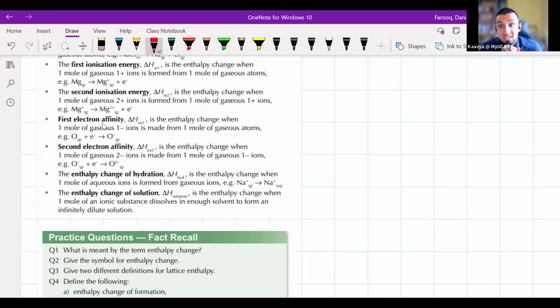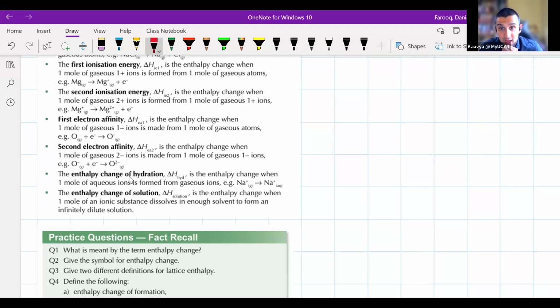Now, first electron affinity is the opposite of the ionization energy. So now we're adding 1 mole of electrons to form 1 mole of 1 minus ions. And it's all gaseous for all this ionization and electron affinity. And then the second electron affinity, which by the way, we use EA for electron affinity, and IE for the ionization energies. That's just, you're getting the 1 mole of minus ions plus an electron to get 1 mole of 2 minus ions.